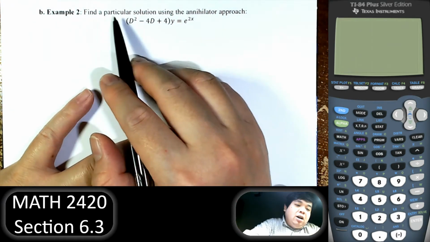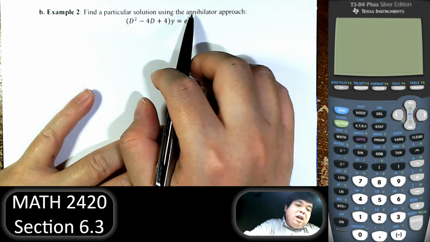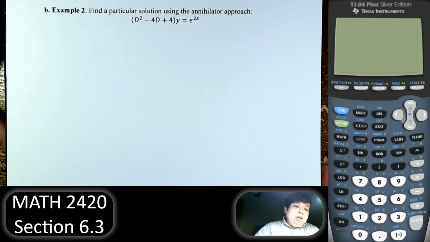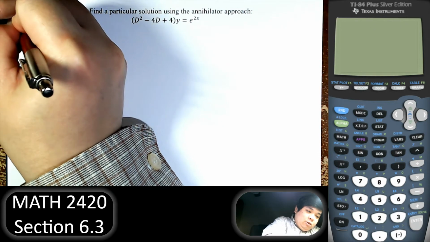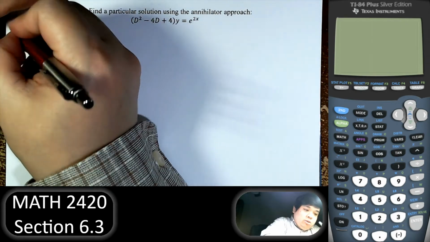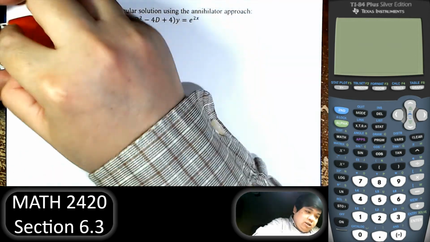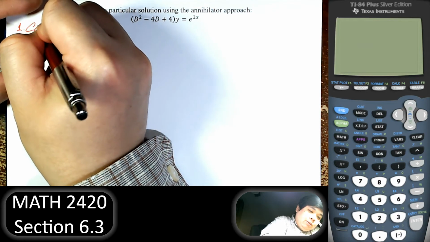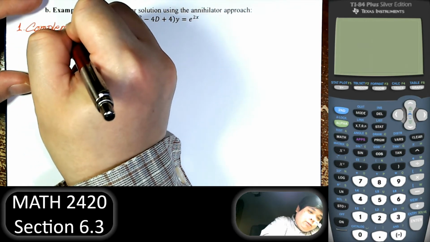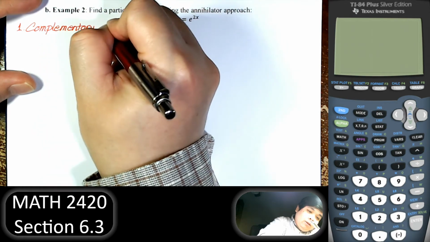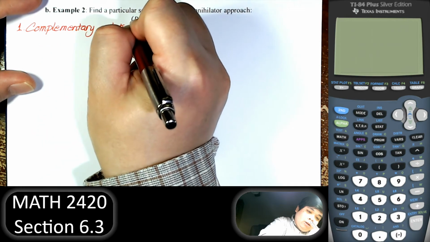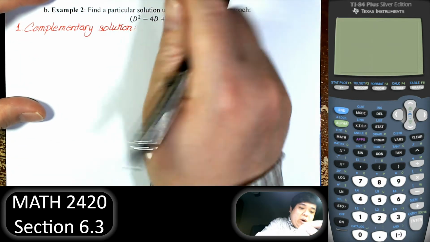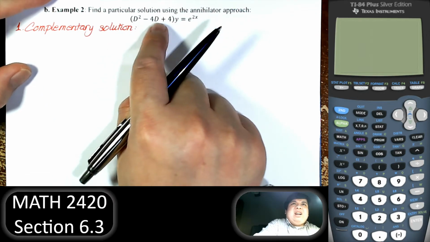Find a particular solution using the annihilator method. Same thing. First step, find the complementary solution. For that we construct the auxiliary equation with r squared minus 4r plus 4. So it will be exactly like that.